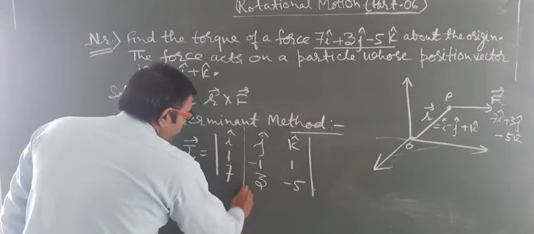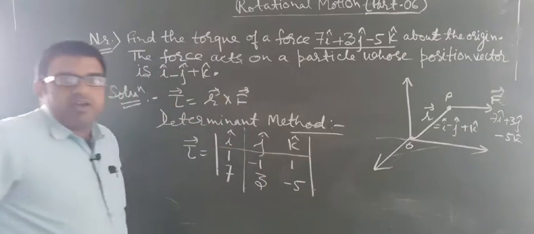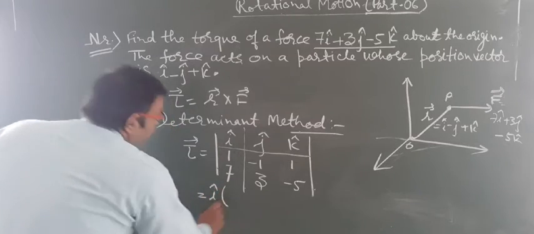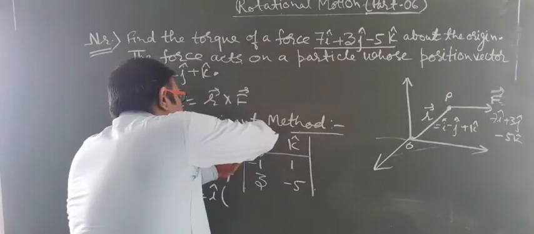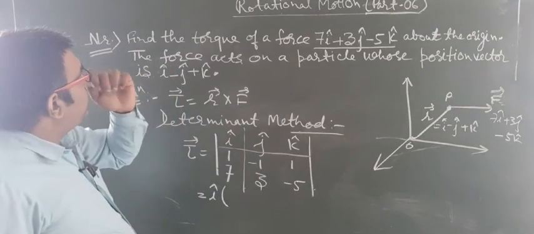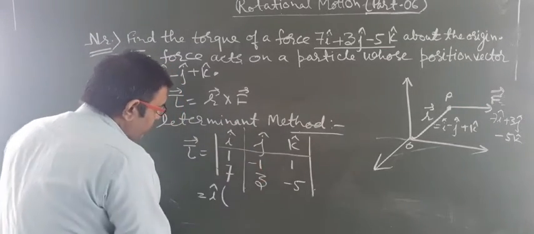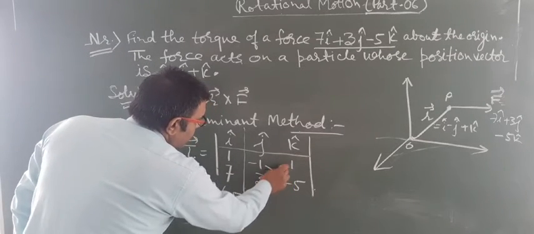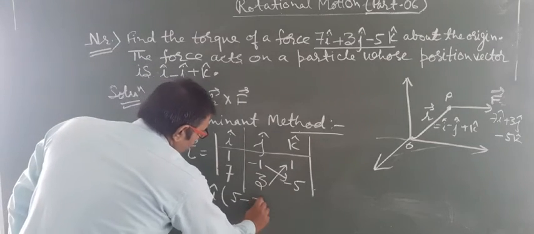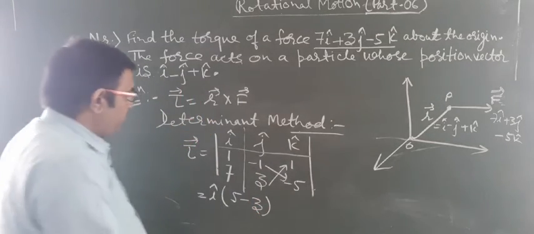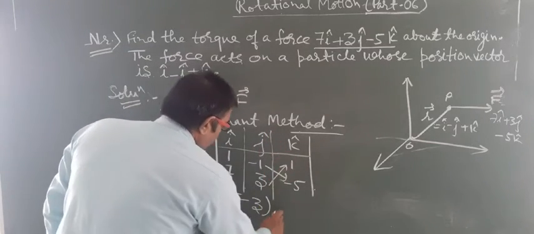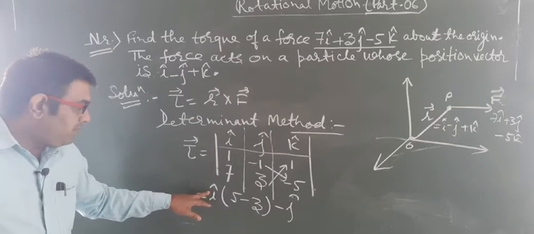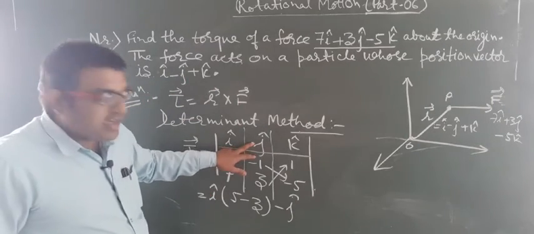First of all, do it like this, as I had told in the cross product of vectors. It will be i cap times the bracket: leave this row and this column, and it will be 5 minus 3, this into this minus this into this. Now j cap: minus j cap. Look here, the sign will change. For i cap it is plus, and for j cap it will be minus.